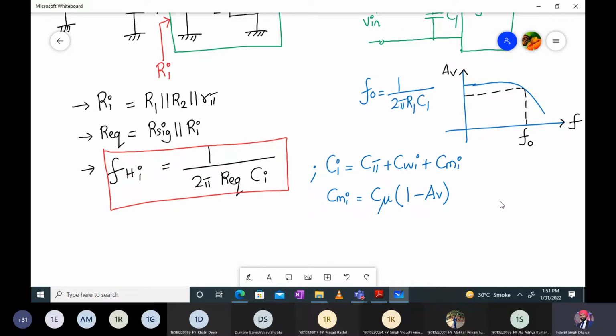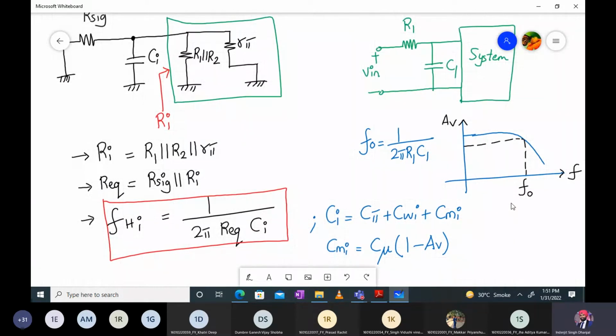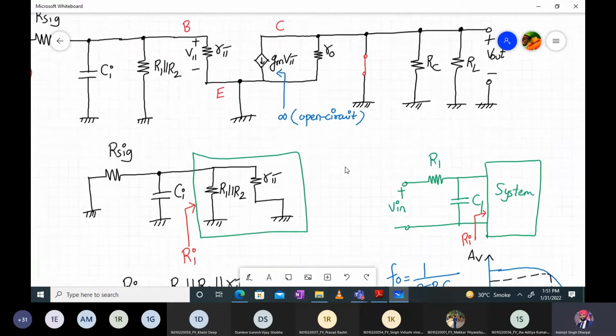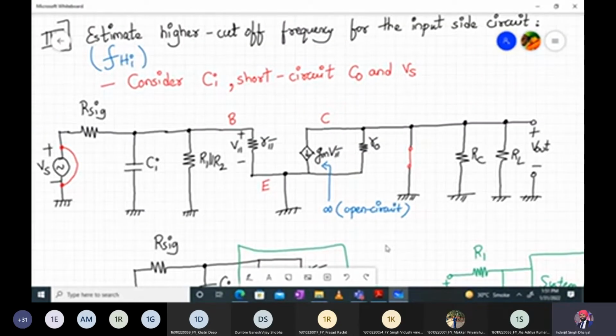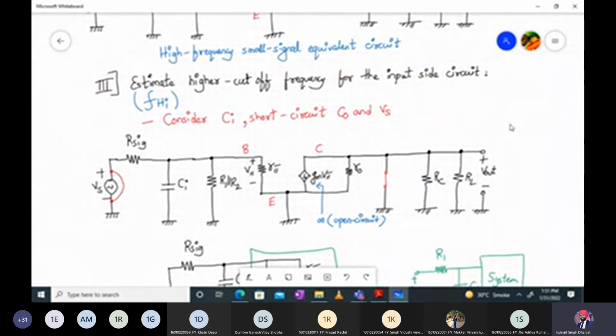Any problem in understanding this part, please let me know before I proceed ahead. Any problem in understanding this? This I should have written as Ri. Yeah, now it's fine. Okay. So if this is clear, then similarly we have to estimate the higher cutoff frequency for the output side circuit, right?